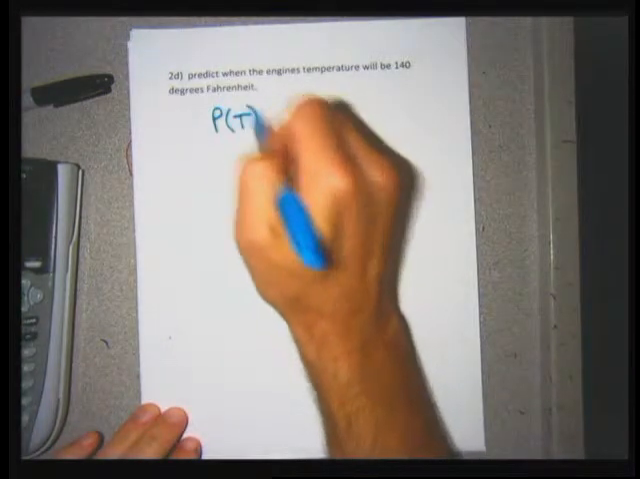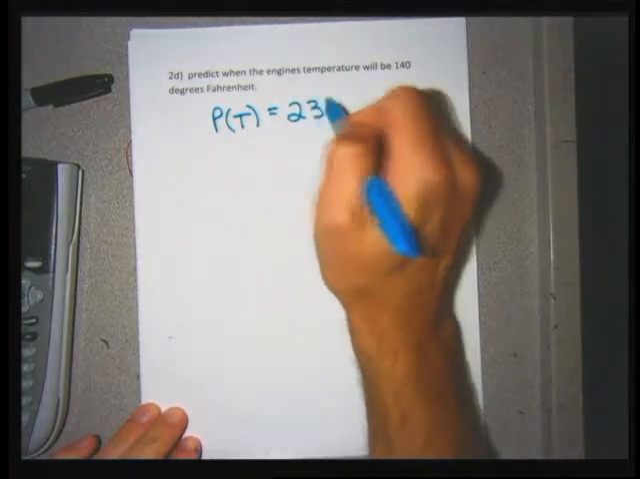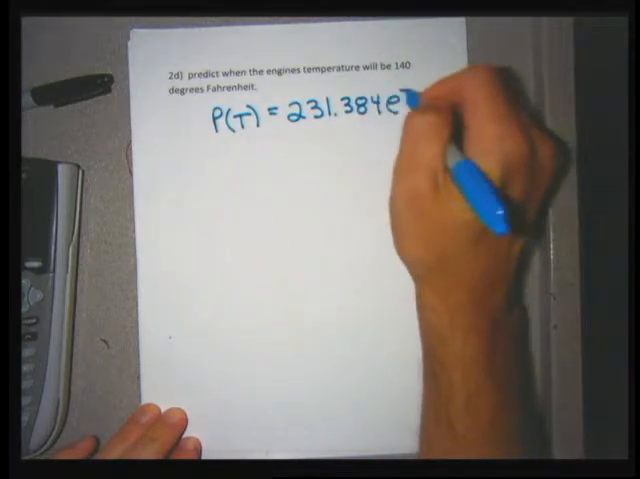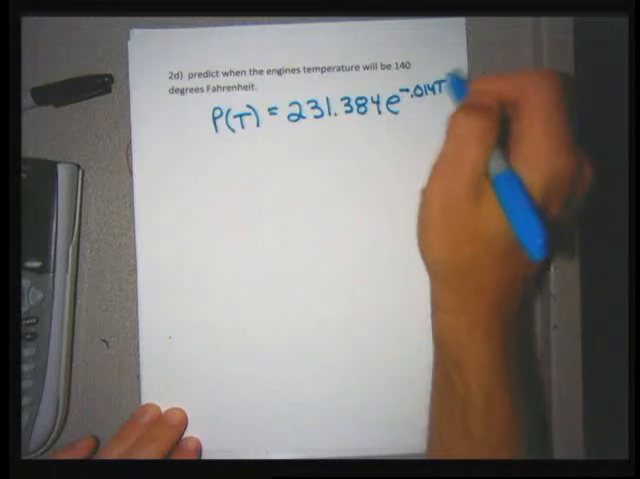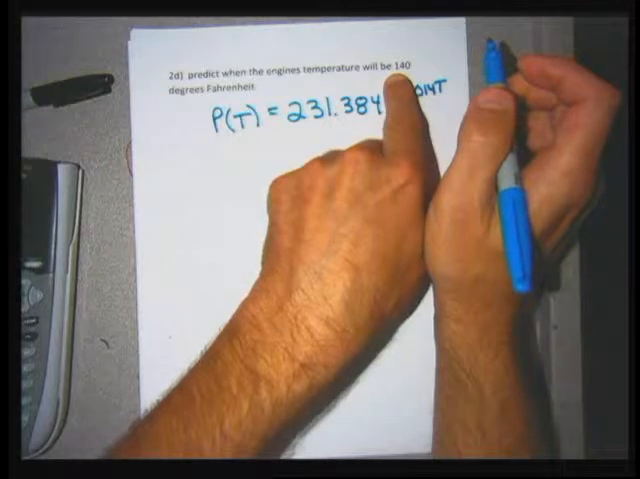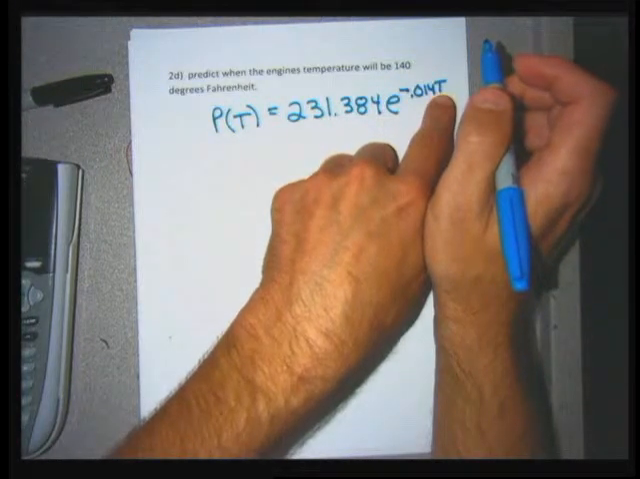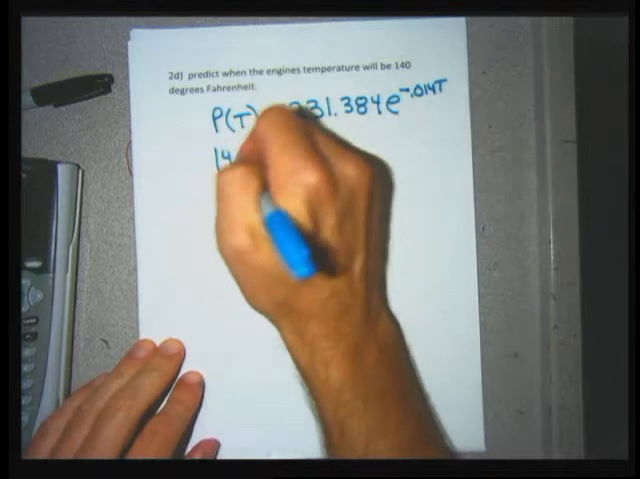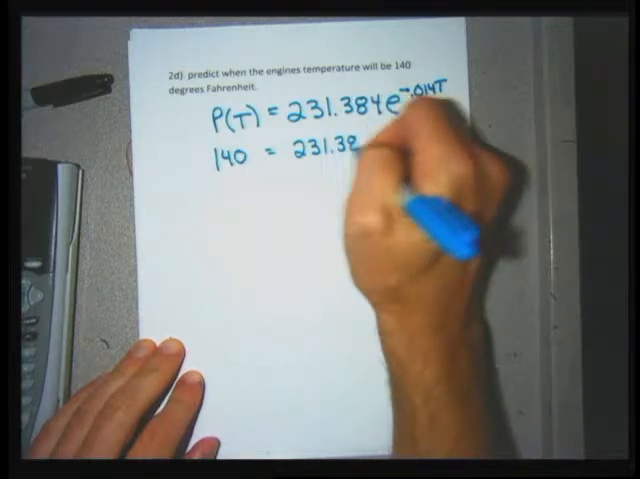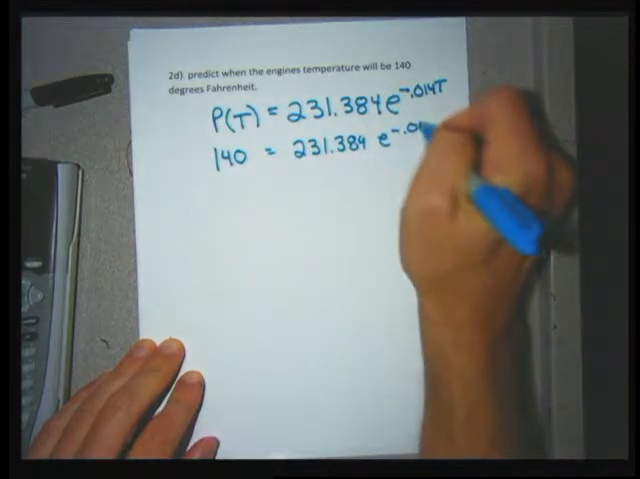The question in 2D says predict when the temperature will be 140 degrees Fahrenheit. So the function that I have to work with will predict the temperature at any time in minutes, because the time intervals were in minutes. I'm not going to put 140 in for the t, because 140 is a temperature, not a time, and this t stands for the time in minutes. I'm going to put 140 on the left-hand side of the equation for the temperature function, and I'm going to solve for the t, and that's going to be time in minutes.